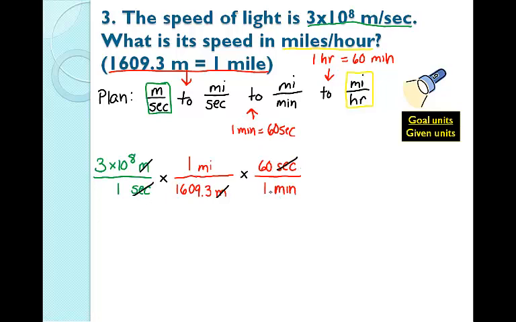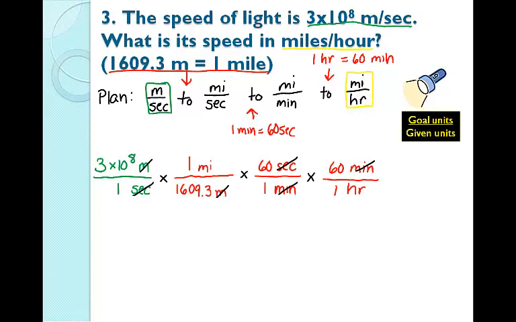60 seconds is 1 minute. Make sure you put the 60 and the 1 in the right spot. And then do the same thing, noticing that we've got miles per minute, and we want to go to miles per hour. So minutes will go on top, so that it will cancel with minutes, and hours will go on bottom, and 60 minutes is 1 hour.